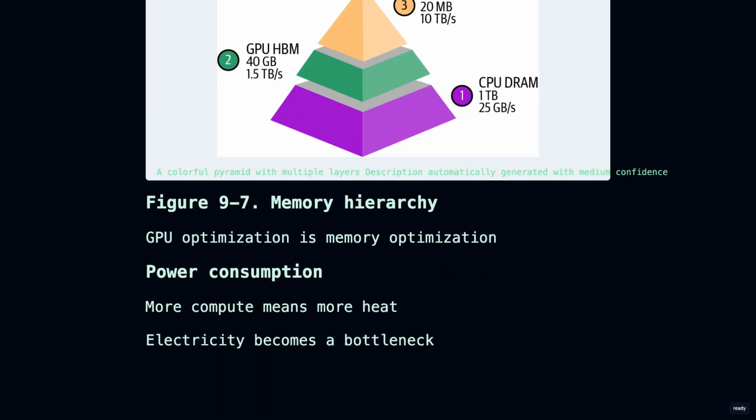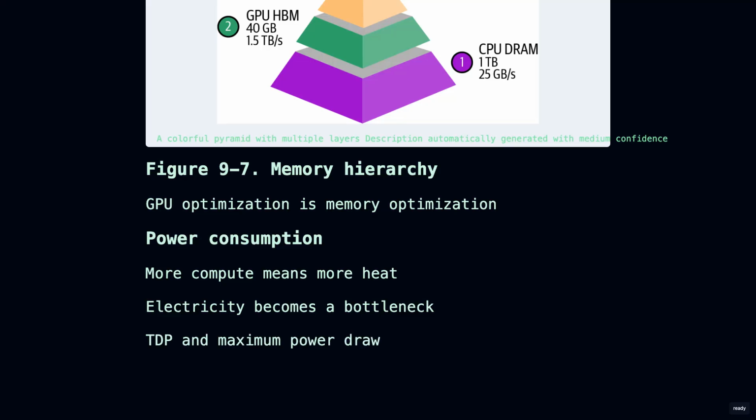The energy cost of accelerators is large enough to matter for both budgets and the environment. That is why compute scaling is now limited not only by chips, but also by power infrastructure. Power is usually reported in two ways: maximum power draw and TDP. They are related, but they do not mean exactly the same thing.